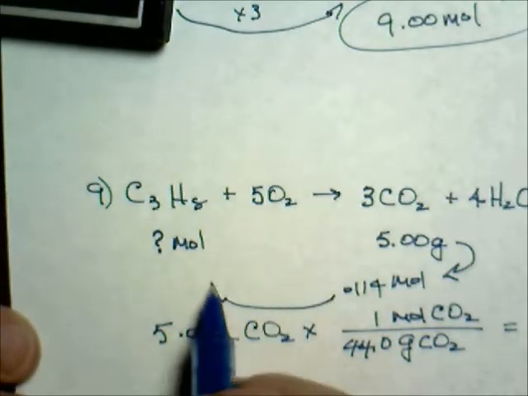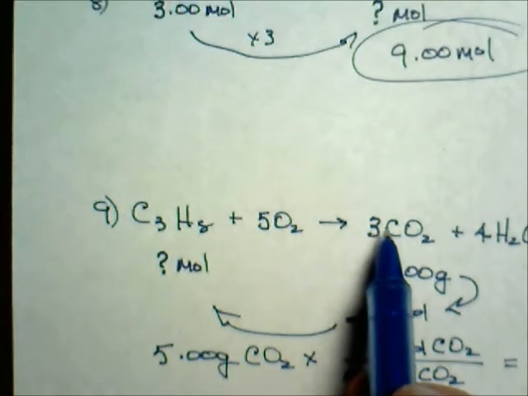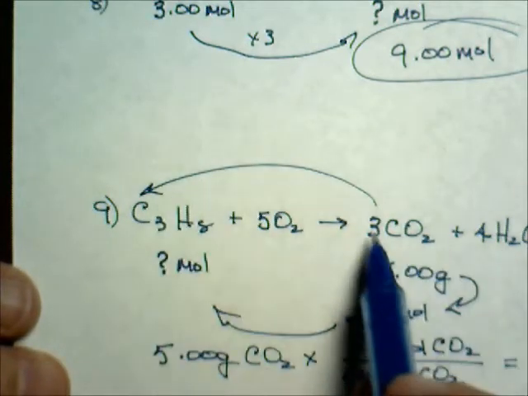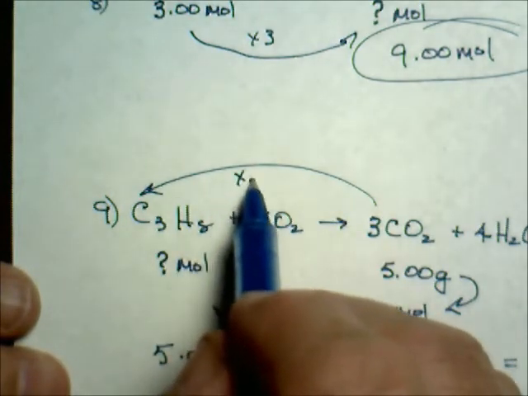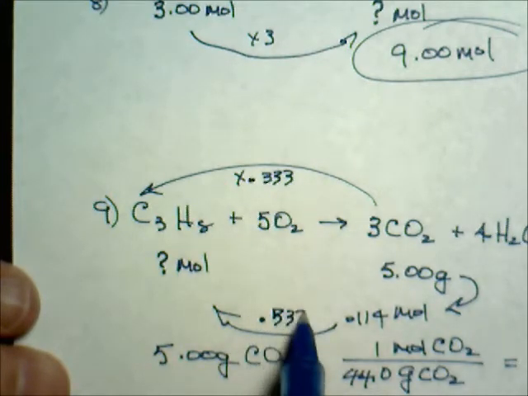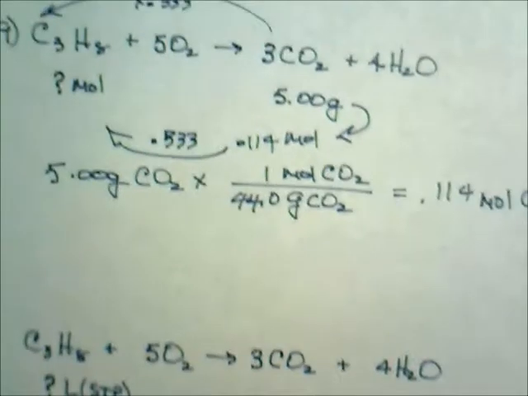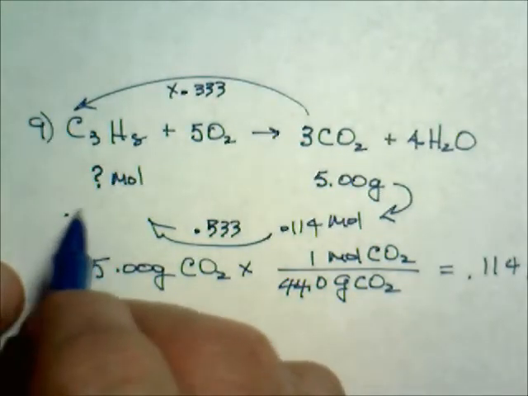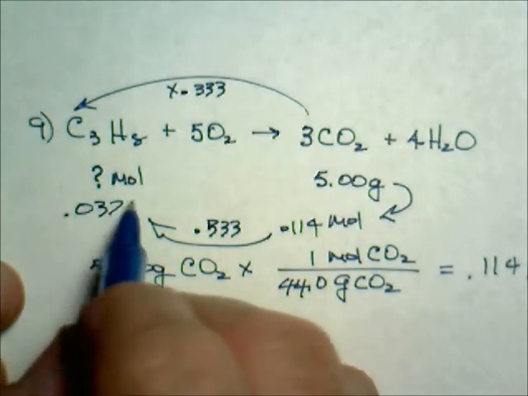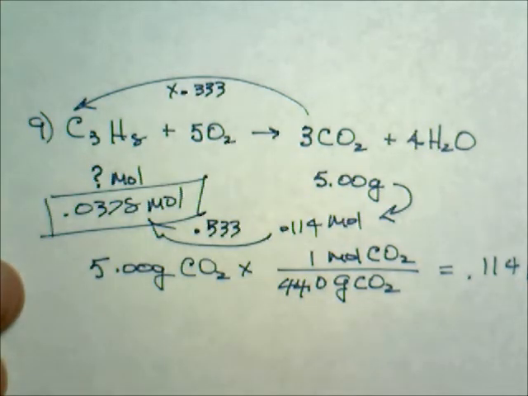Now, how many moles of propane do we have? Well, go back to our mole ratio. We've got 3 to 1. To get from a 3 to a 1, we multiply by 1/3. So we'll multiply this by 1/3. And so we take our 0.114, multiply that by 1/3, and we get 0.0378. So we got 0.0378 moles of propane, and there's our final answer.